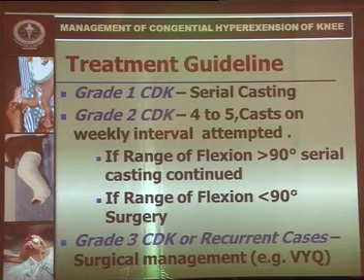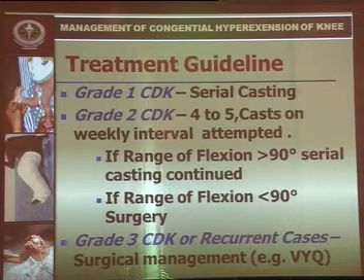Treatment guideline. How do you decide the treatment? If you get a case, how do you decide the line of treatment? Grade 1, as I told you, is only hyperextension. There is no subluxation or dislocation. You do serial casting and the result will be successful and you will achieve knee flexion. Grade 2 is a dilemma. Two ways you can go: conservative or operative.